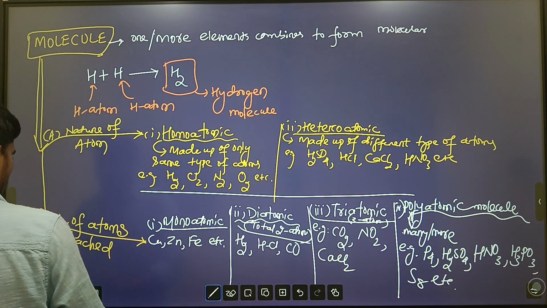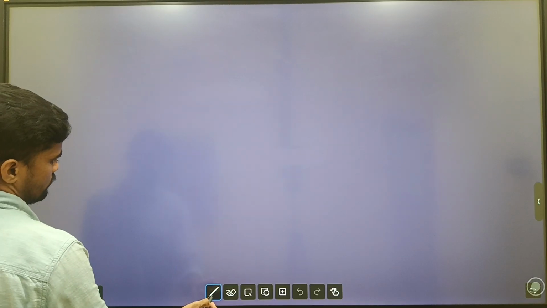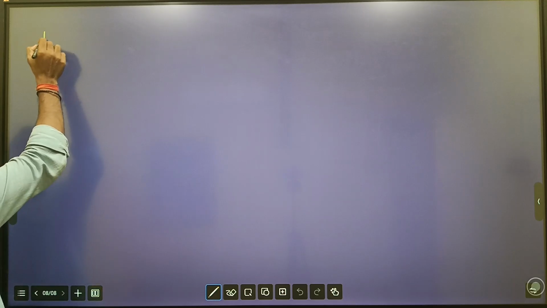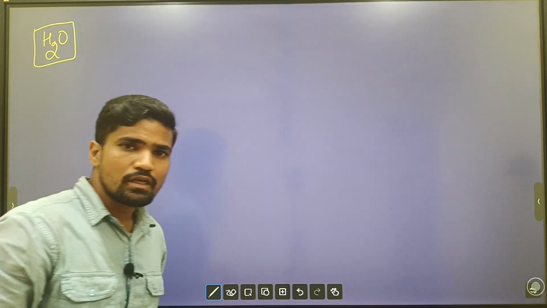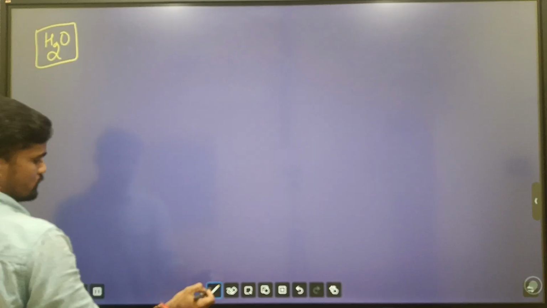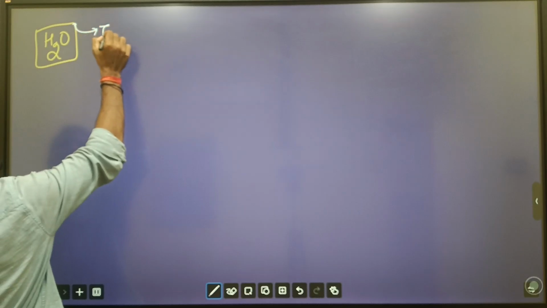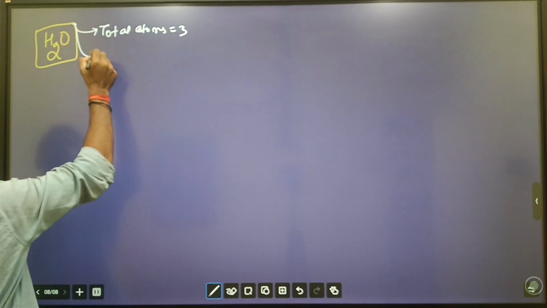अगर ये समझ में आया आपको, let's see. Take the example of a water molecule. What are the total atoms in a water molecule? 2 hydrogen, 1 oxygen. So how many atoms are there? We can say in a water molecule the total atoms equal 3.